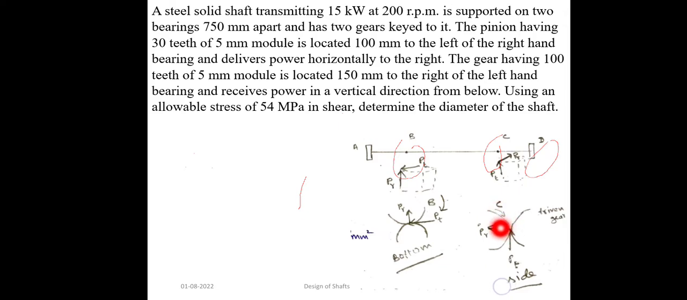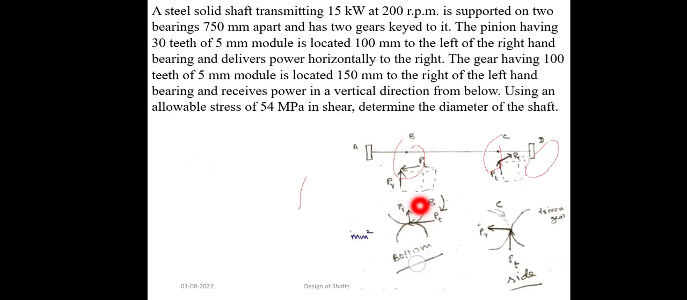Tangential force is always opposite to the rotation of the driving gear. Here the driving gear is C. So the tangential force at the meshing point will be opposite to the rotation of gear C. But in the case of gear B, gear B receives power. That means gear B is the driven gear.